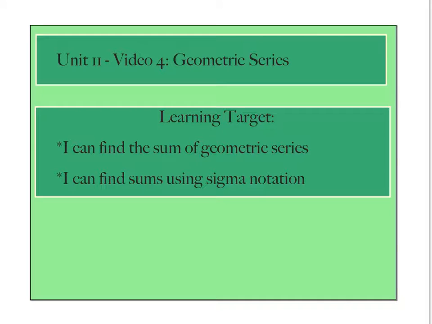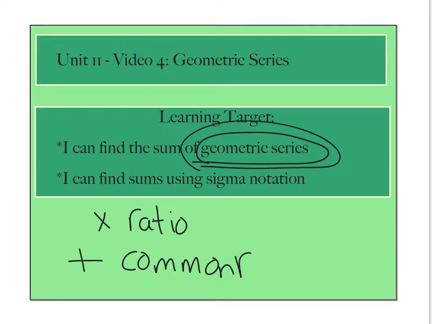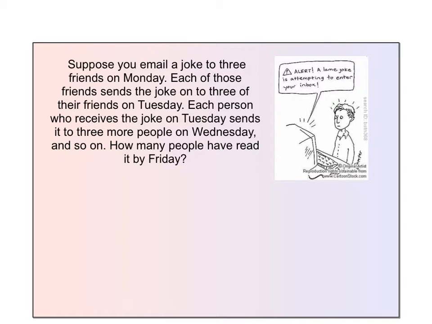Geometric series. A geometric series is exactly similar to an arithmetic series, which is what we talked about last. You are looking for the sum of something, except remember, in a geometric sequence you are multiplying by a common ratio over and over again. So you're looking for the sum of a geometric series where you use a common ratio to multiply. Let's take a look at what we're talking about here.